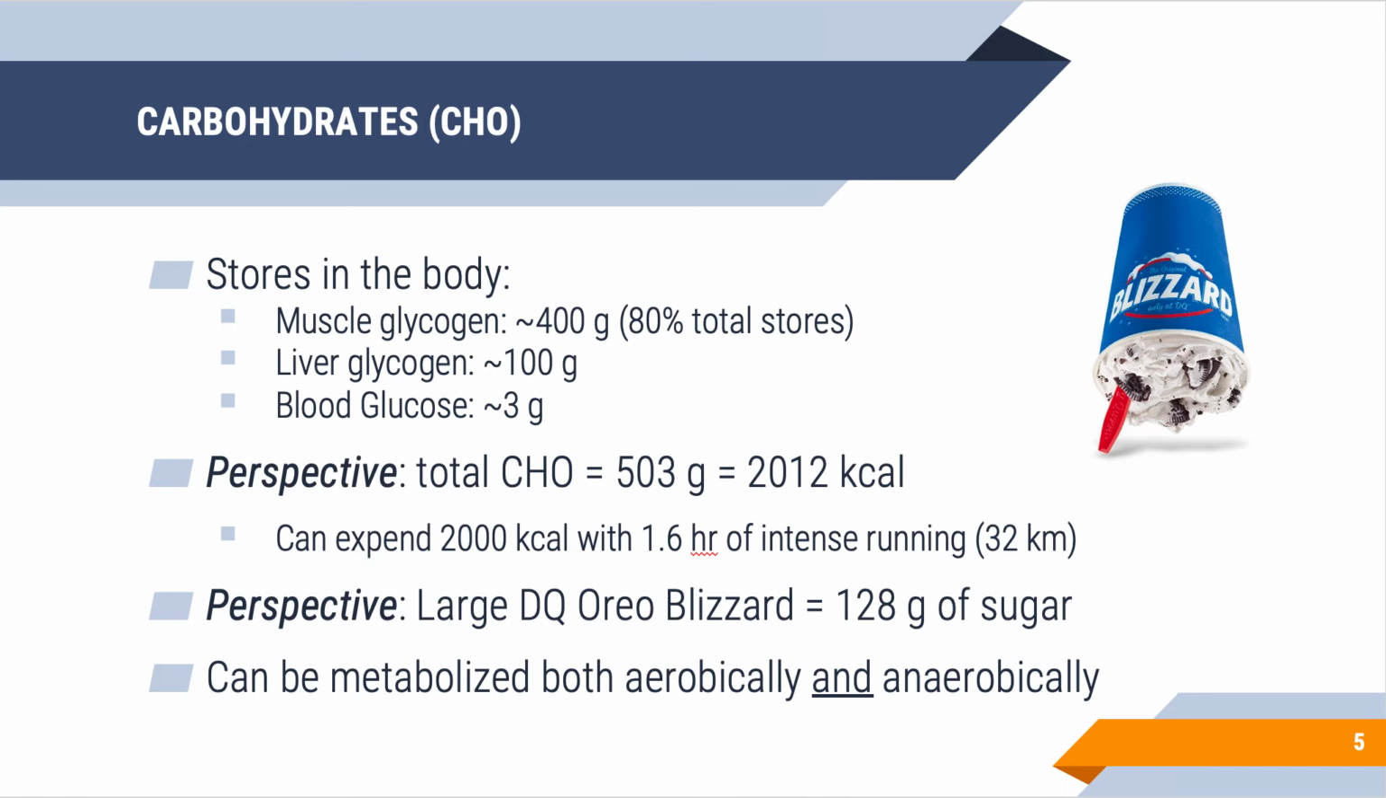So quickly moving into some of our carbohydrate stores. Thinking about the major store we have in the body, that is muscle glycogen. About 400 grams of glycogen is stored here, and that's 80% of our total glycogen storage. Beyond that, we have 100 grams stored in the liver, and a smaller amount stored as blood glucose, only about 3 grams. For a little bit of perspective, we know that we have about 503 grams of glucose or glycogen within the body, accounting for about 2,012 calories, since we know there's 4 kilocalories per gram of carbohydrate.